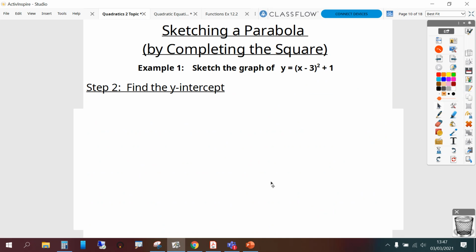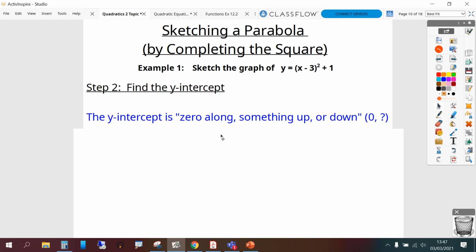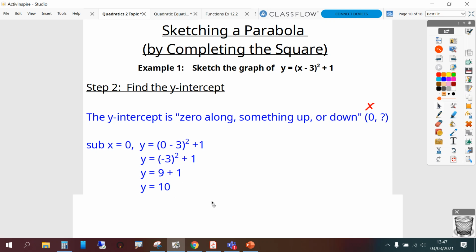Separate to that, you want to find the y-intercept. Now, we did the y-intercept before, and this is just the same type of thing. The y-intercept, remember, is 0 along from the origin and then something up or down. So the x value is 0. So we substitute 0 into the formula. (0 take away 3) squared plus 1. That means you've got negative 3 inside the bracket. So square that, negative 3 squared gives you 9, and then add the 1 that's outside the bracket gives you 10. So therefore, the y-intercept is (0, 10).